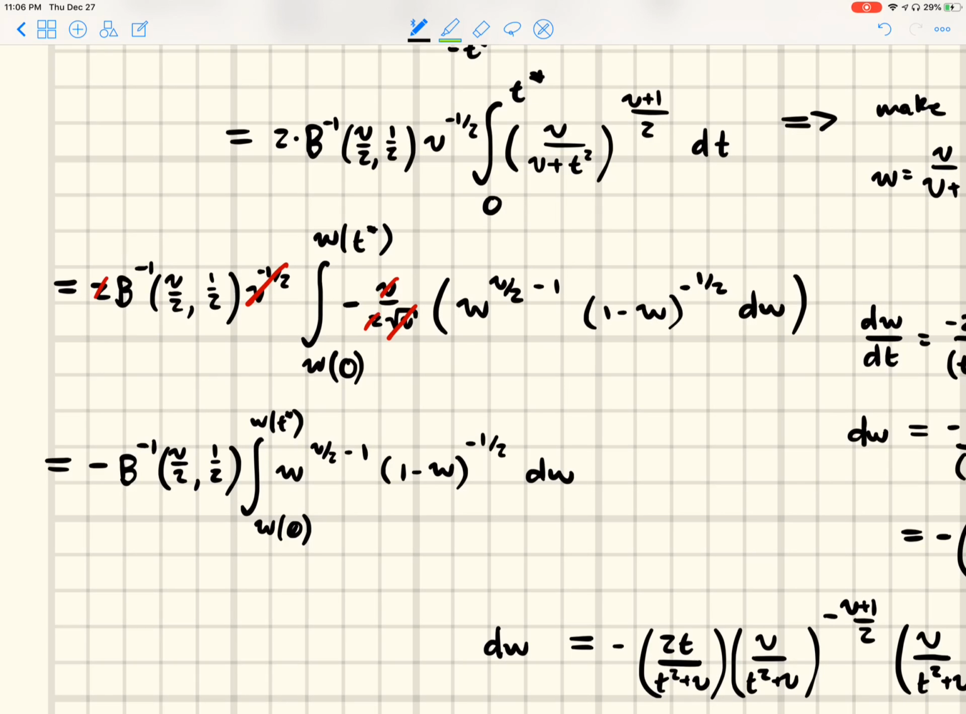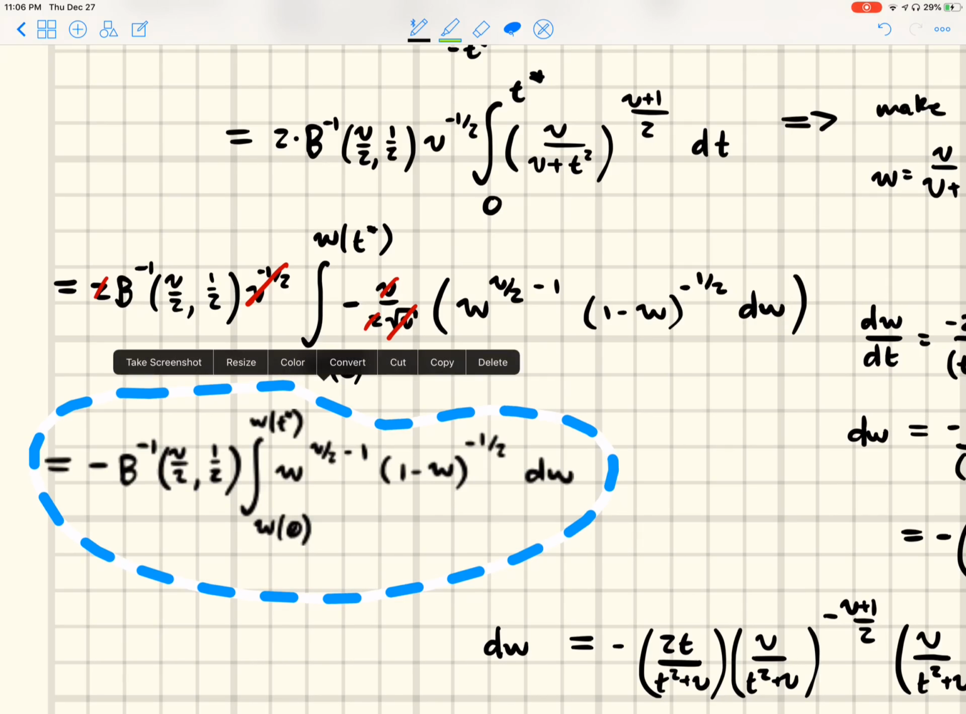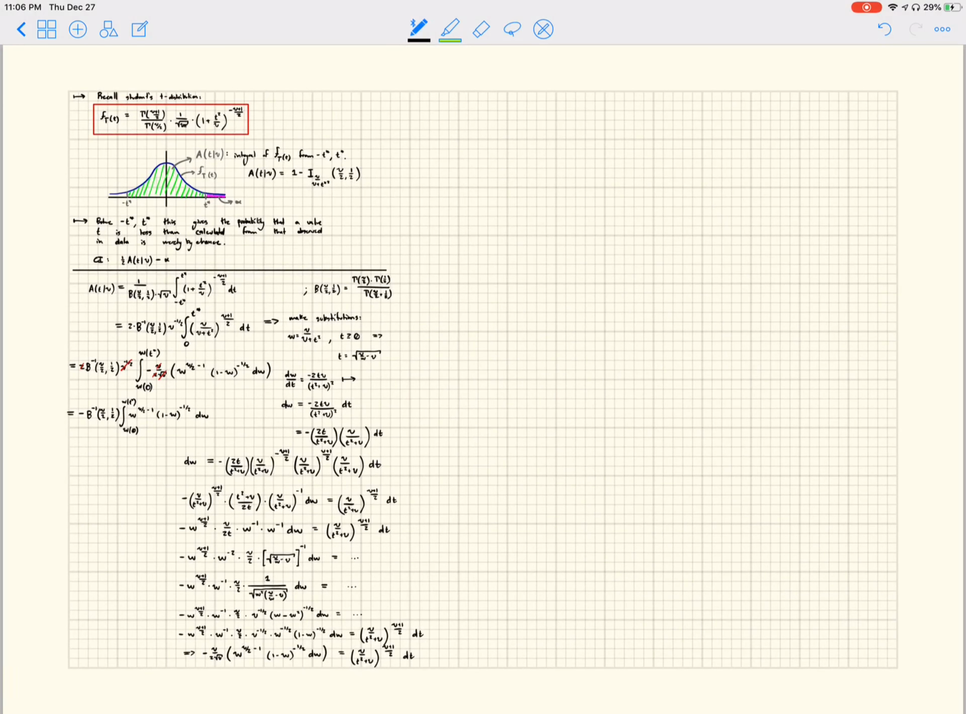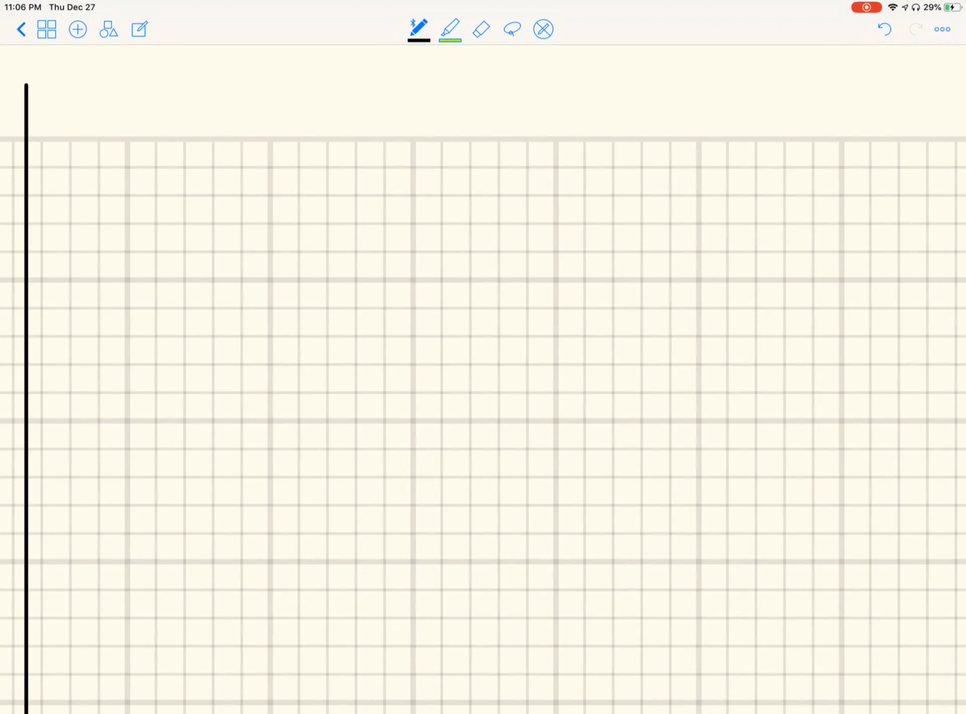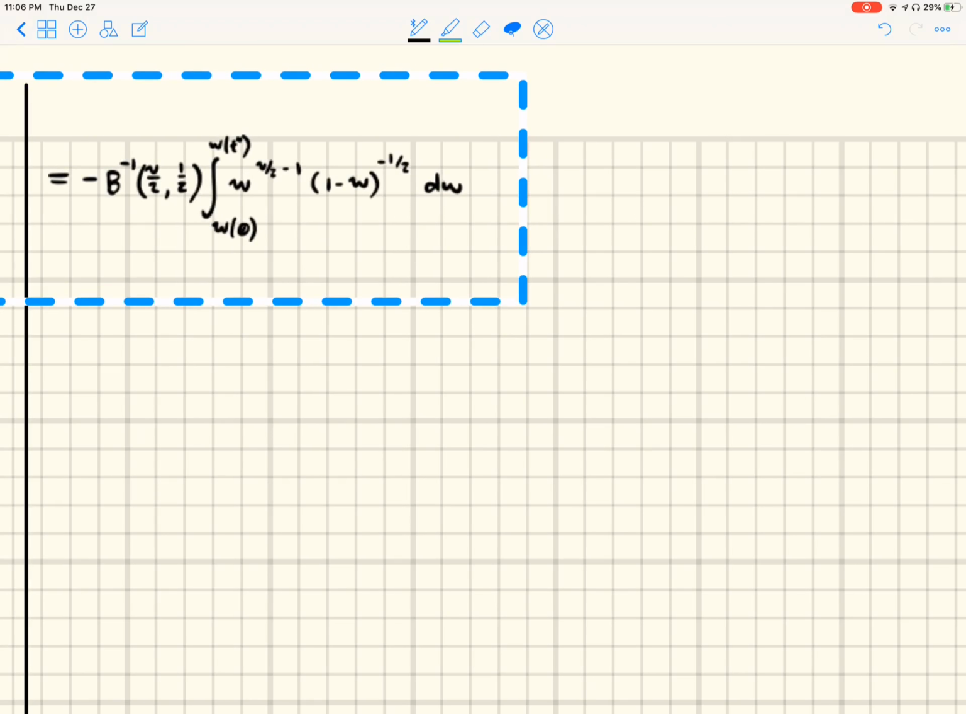We just derived the integral form of a particular regularized incomplete beta function, but we're going to resolve this a little bit more. So I'm simply going to take this result and move it over here to this side and work with it a bit more. But there's not much more left to do, just a few identities.